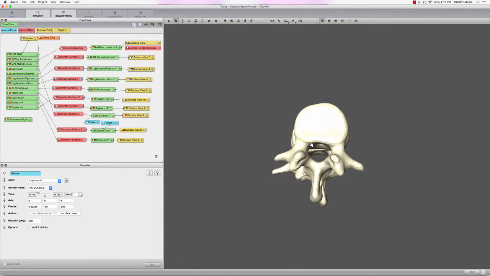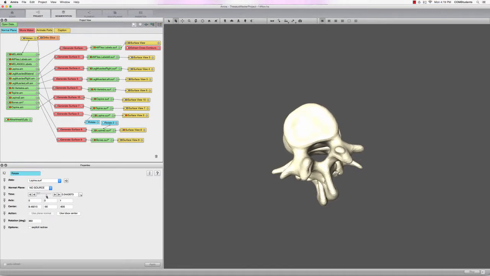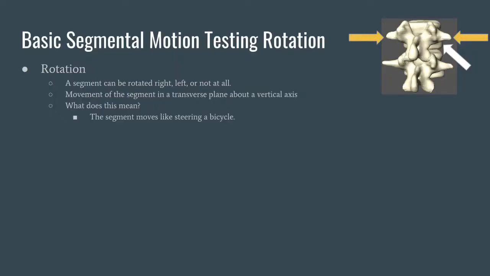As you can see, the right transverse process is more posterior, the left is more anterior. If we go back to neutral, and we turn the bike to the left, it'll look like this. As you can see, the left transverse process is more posterior, right is more anterior. Back to neutral. Now that we know what rotation to the left and right should look like, how do we motion test for this? How do we discover which way a segment is rotated in a patient? There are several ways to do this.